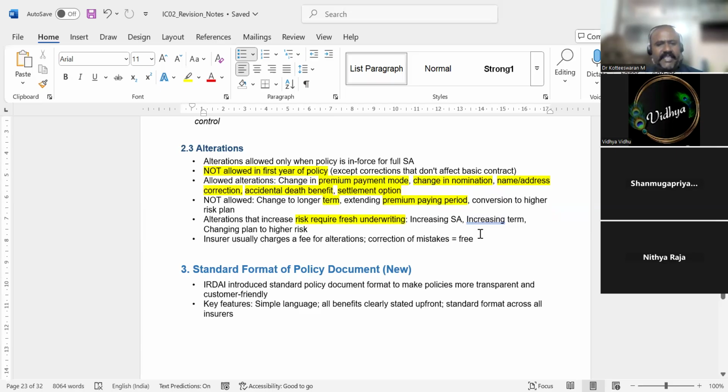Is there a fee for these changes? Yes, there is a fee for changes, but it is not demanded by IRDAI. These alteration fees are charged by the insurer, depending upon the insurance company.